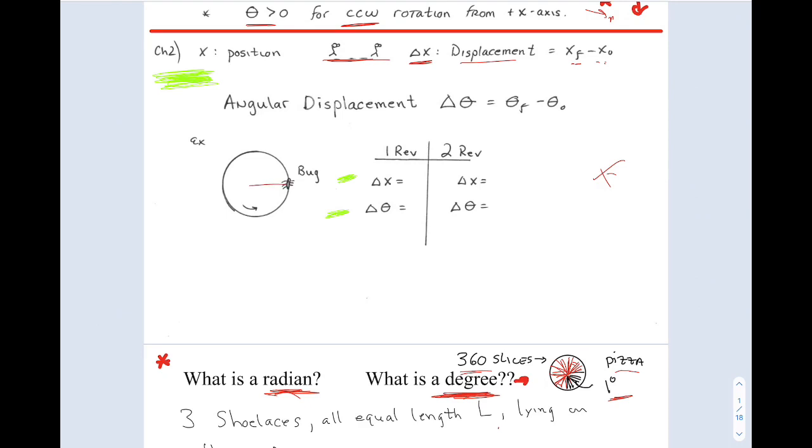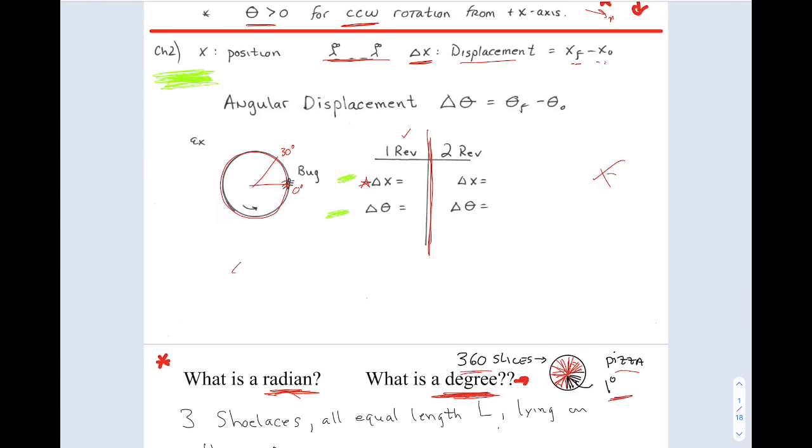So just like we have an angular position of the bug, maybe the bug here is at 0 degrees, even though it's supposed to be in radians, and maybe later the angular position is 30 degrees. So you can have an angular displacement. Let's say in this picture, I have a bug here, and I'm going to do the left-hand side first. It goes around once. I have one revolution. The bug goes like this.